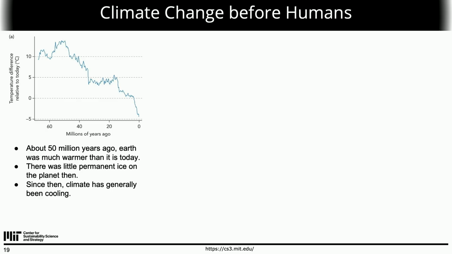So let's see how the Earth's climate has been millions of years ago with respect to today's temperature. This shows how the Earth's temperature has been from 70 million years ago with respect to today's temperature. If we see here, Earth has been much warmer millions of years ago. At about 50 million years ago, the temperature of Earth is about 12 to 15 degrees warmer than what we have today. And there was little permanent ice on the planet then. And since then, the climate has generally been cooling.